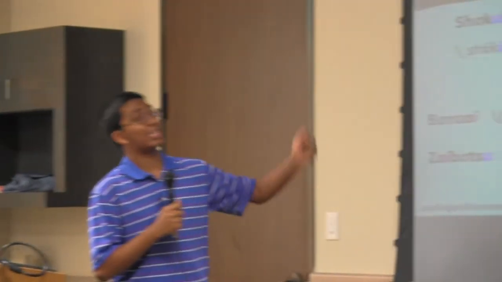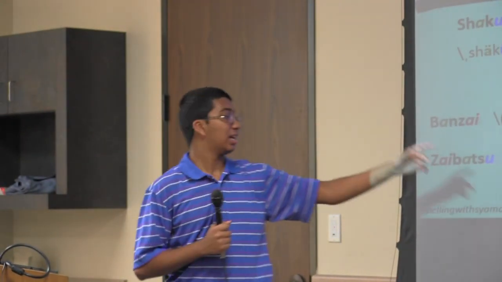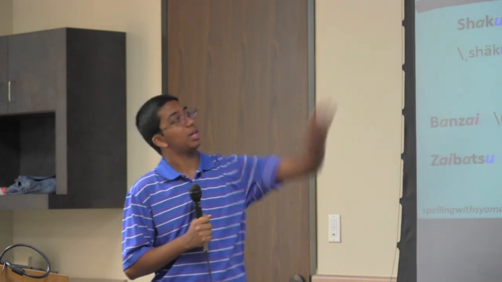So you have zaibatsu, right? The I sound is an AI. So you have banzai, bonsai, zaibatsu. And the oo sound is an oo.